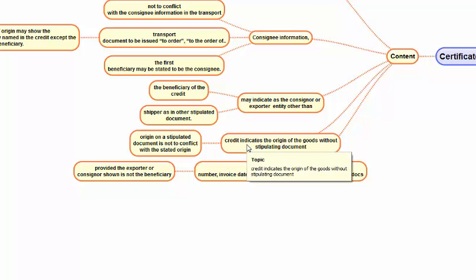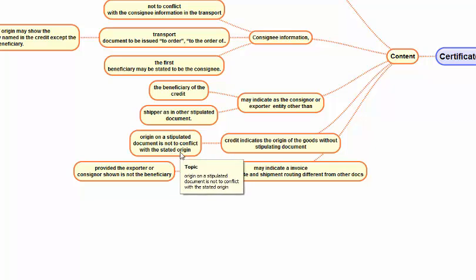So if a credit indicates an origin but does not call for a stipulated document, a specific document, then the origin mentioned in this certificate should not conflict with the origin stated in the credit.